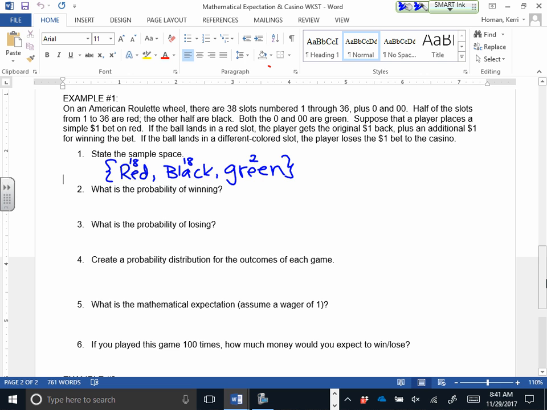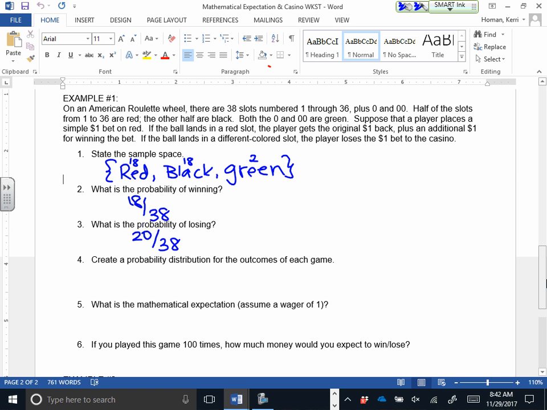The probability of winning: what do we need to win? We need red to win. How many reds are there? So we have an 18 out of 38 chance of winning. Probability of losing: we lose if what happens? It's not red. And how many are not red? 20 out of 38.